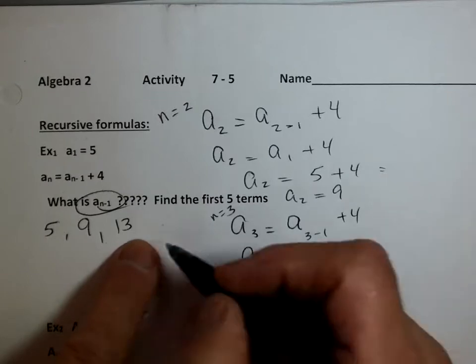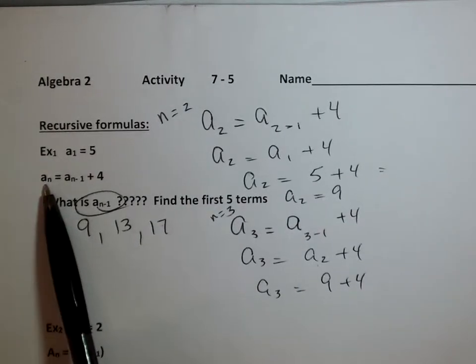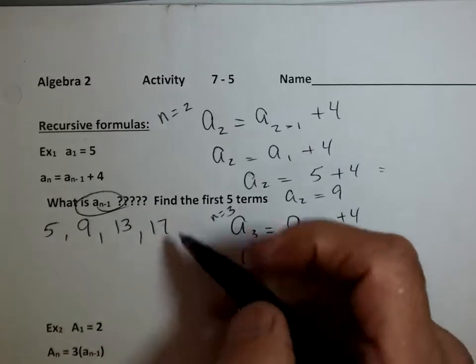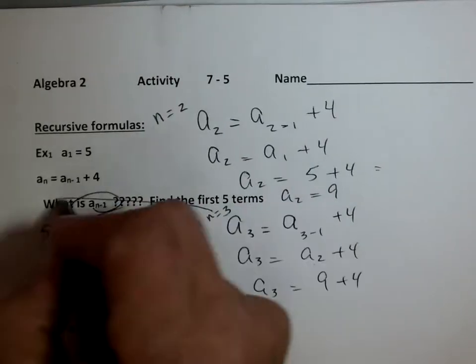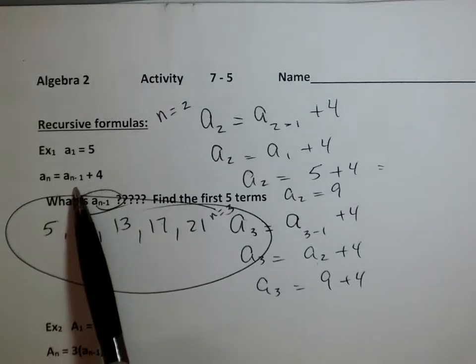So 13 plus 4, well, that's 17. If you want to make the fifth term, you go to the fourth term, that's the 17, and add 4. 17 plus 4 is 21. And that's how you make a recursive formula, okay? It doesn't help us a lot if we want to make the 100th term, but it describes what's going on. What are we really doing? We're taking a term and adding 4 to it.